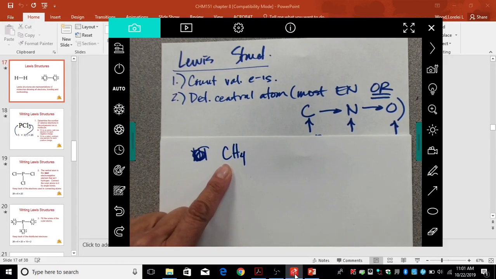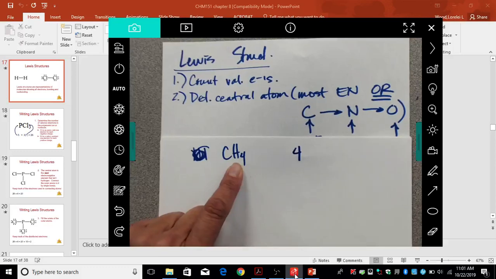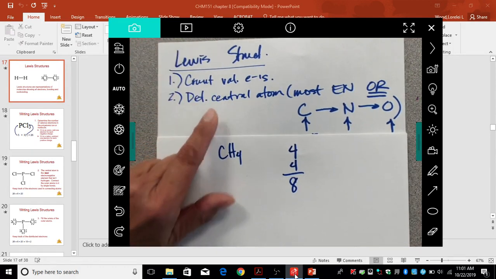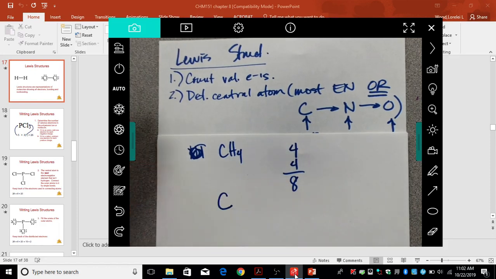Carbon. How many valence electrons does carbon have? 4. Hydrogen has how many valence electrons? 1, and there's 4 of them, so that's a total of 4. That gives me 8 valence electrons, all right? So I counted the valence electrons, I added them up. Now I've got to determine the central atom. What's going to be the central atom there? Carbon, all right. Put that one in the middle.